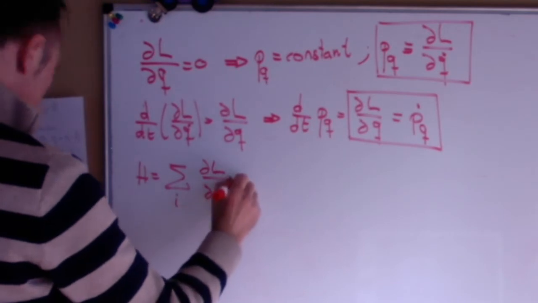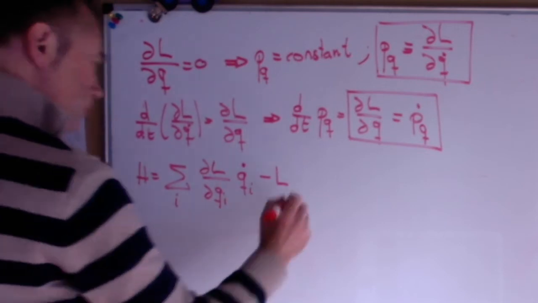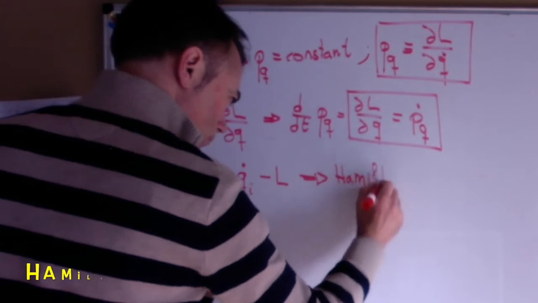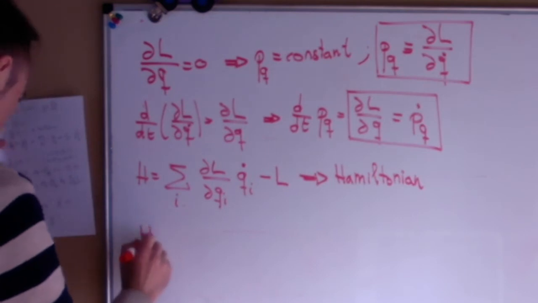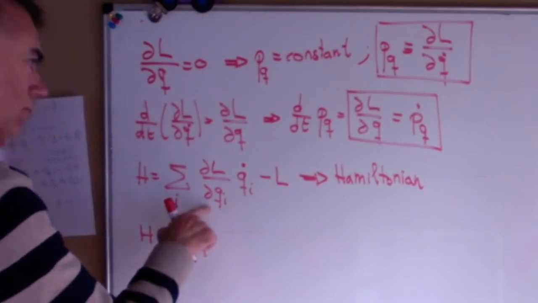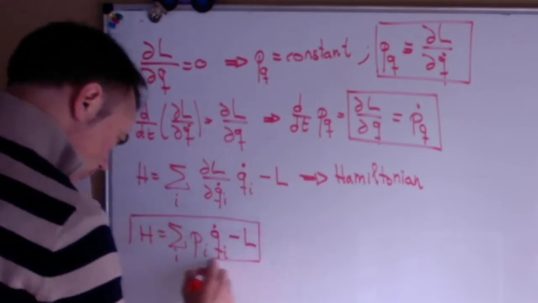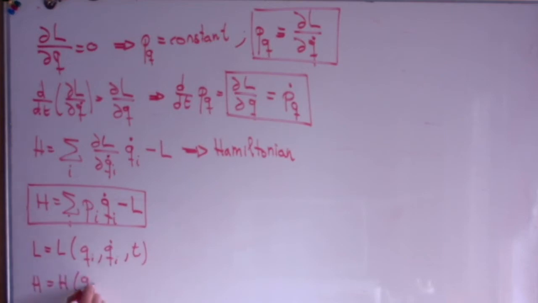For that we wrote the function h as the sum of the partial derivative of the Lagrangian with respect to q sub i dot times q sub i dot minus the Lagrangian. This function h we call the Hamiltonian of the system. Knowing that the generalized momentum is the partial of L with respect to q dot, we can rewrite the Hamiltonian as the sum of p_i q_i dot minus L. While the Lagrangian depends on the generalized coordinates, its velocities, and time, the Hamiltonian is a function of the generalized coordinates q_i, the generalized momenta p_i, and time.